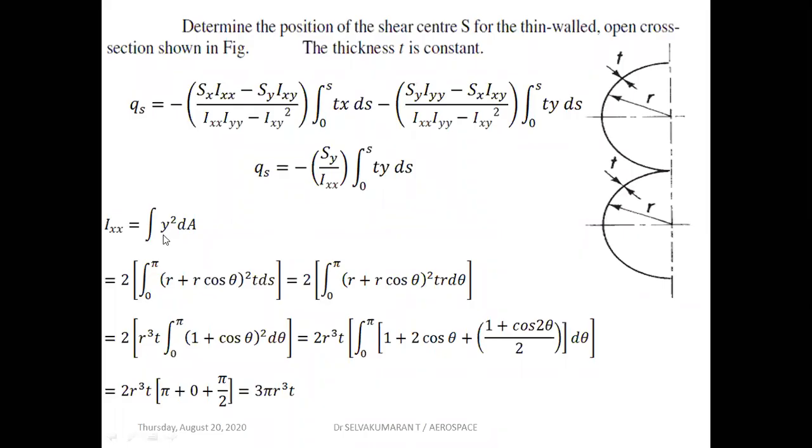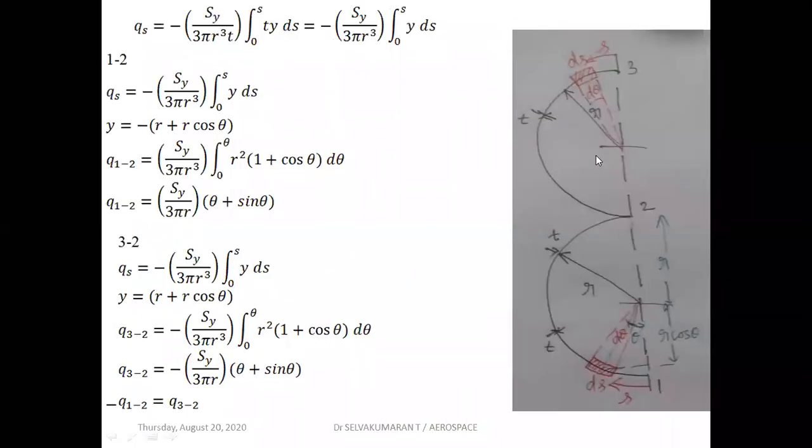What is y? y is nothing but the vertical distance from the x-axis to the small element which you are considering. If you look at this figure, look at the bottom one. We are taking a small element ds at an angle theta from the vertical line. The angle subtended by the small segment ds is nothing but d theta. And this is the x-axis. At point 2 we have the x-axis. So the vertical distance from point 2 is r plus r cos theta.